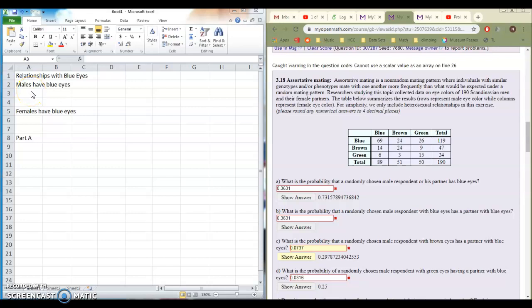All right, we want to do problem 318. That's a sort of mating problem. Let's do part A first. What is the probability that a randomly chosen male respondent or his partner has blue eyes?